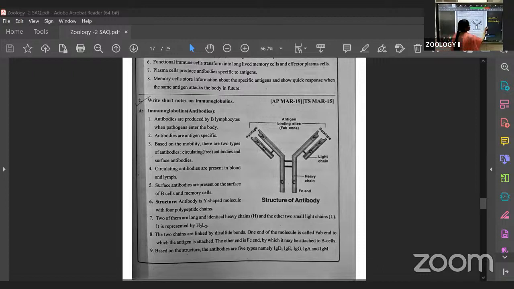The hormonal mechanism mainly depends upon the hormones. The first one is the water soluble hormones. Water soluble hormones are there, and the lipid soluble hormones means they are insoluble in water.